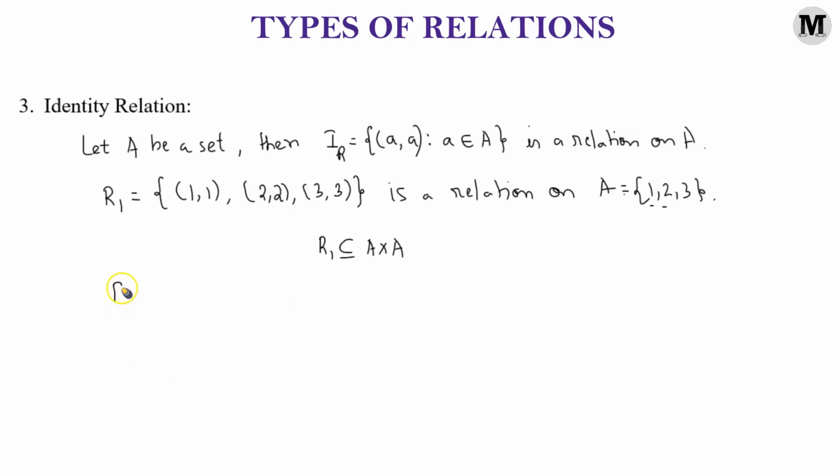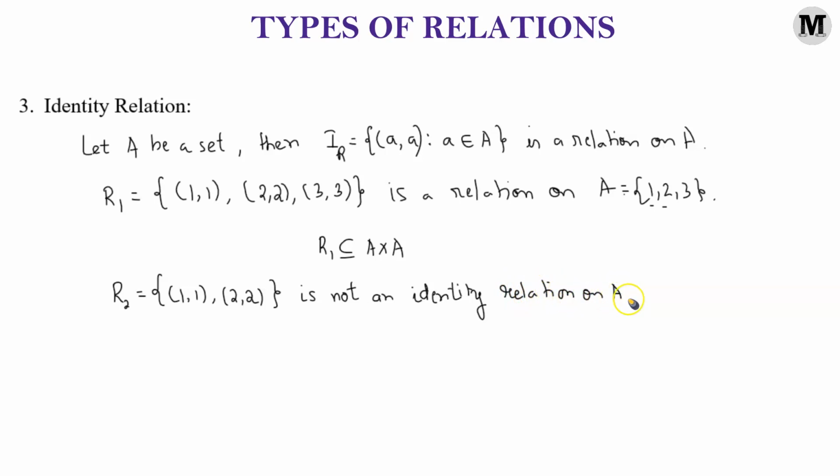Now let us suppose we consider another relation R2. R2 is a set which contains the ordered pair (1, 1), and we have (2, 2). What about this? Is R2 an identity relation on A? No. R2 is not an identity relation. So we have to be very careful about how we define an identity relation. This is not an identity relation on A. Why? The reason is that the ordered pair (3, 3) does not belong to the set R2. It has to belong to the set R2, only then can we say it's an identity relation, else it cannot be an identity relation.